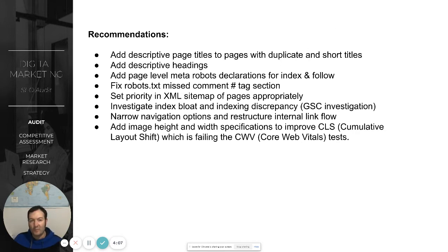Add page level meta robots declarations, index and follow. So on this site, it uses robots.txt, but it doesn't use the meta robots protocol. Now, robots.txt is a deprecated protocol now. It's a hint rather than a directive. Those are the two distinctions that Google makes, hint or directive. The meta robots or X header response is the recommended standard, which is a directive and not a hint. So we recommend that to be done.